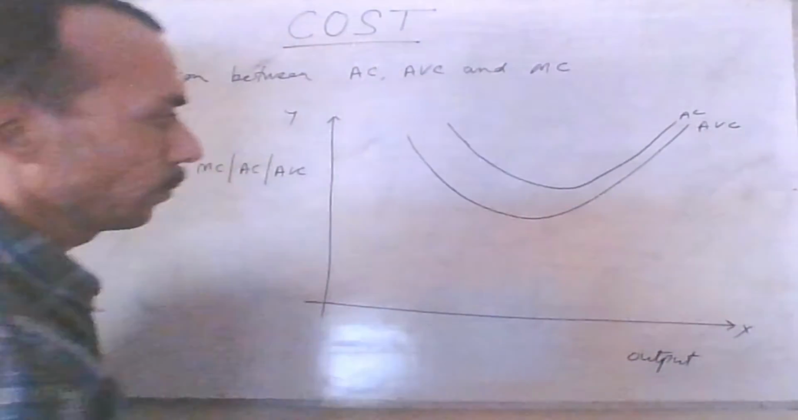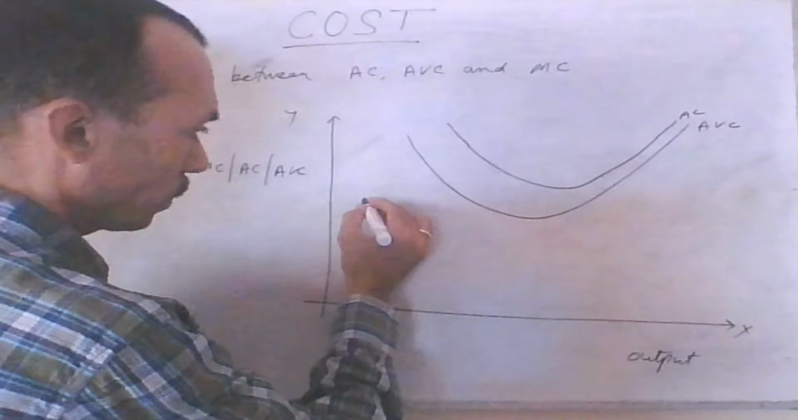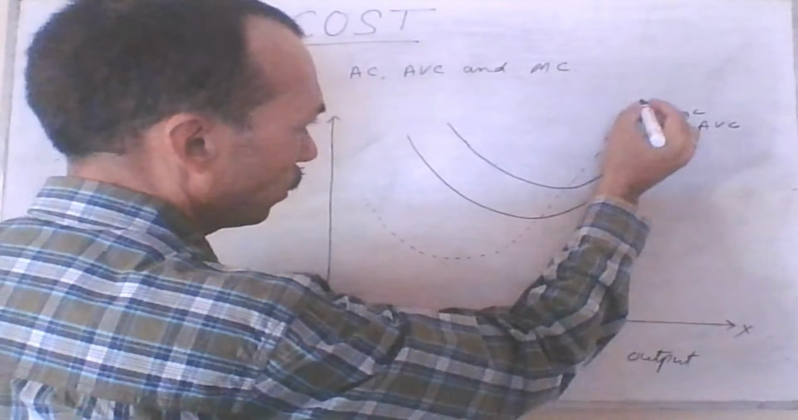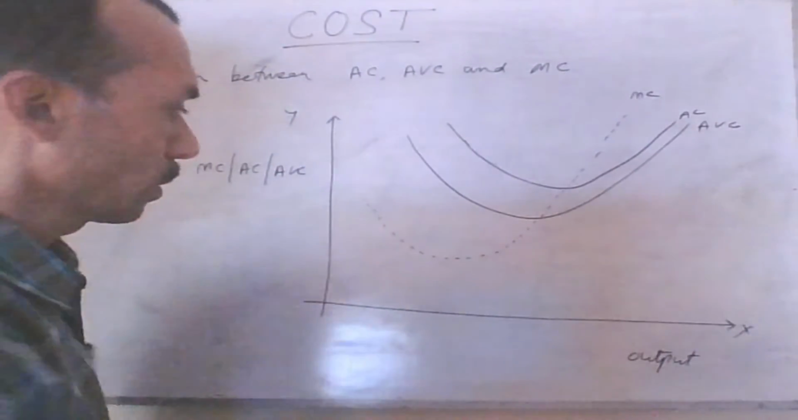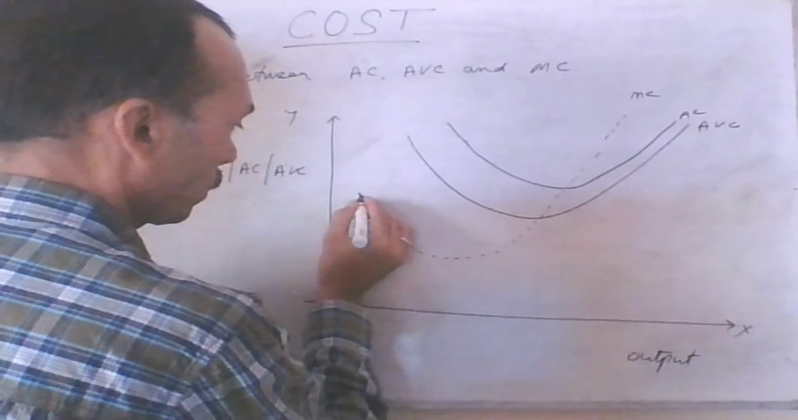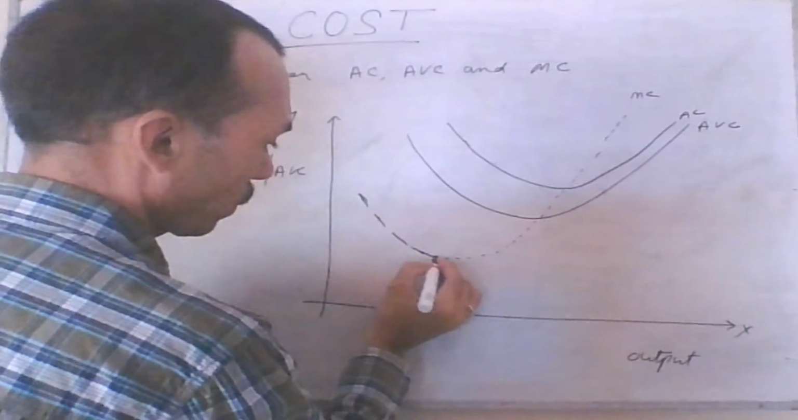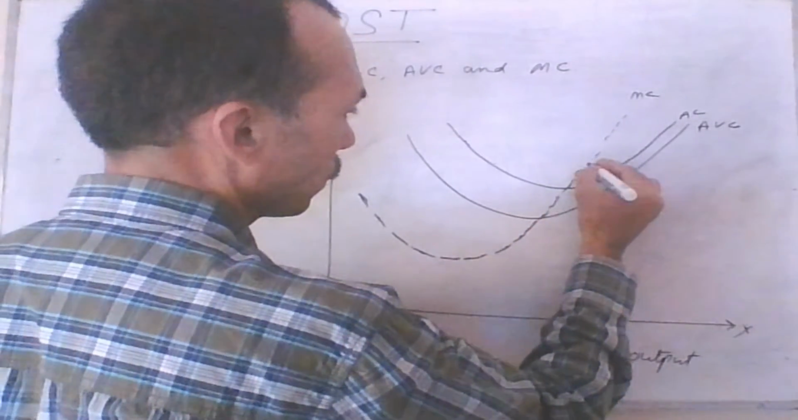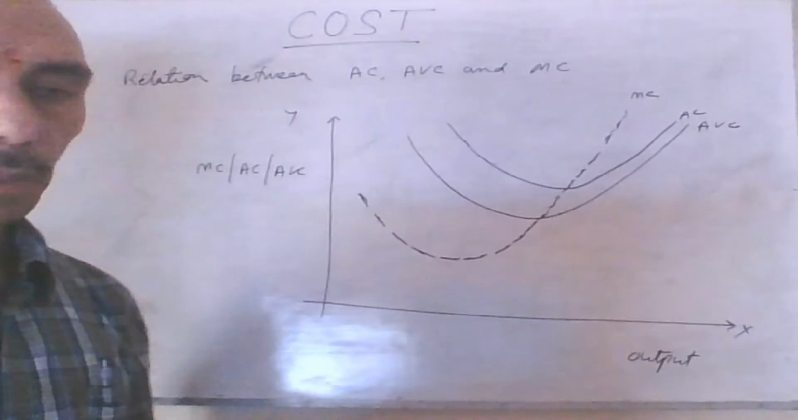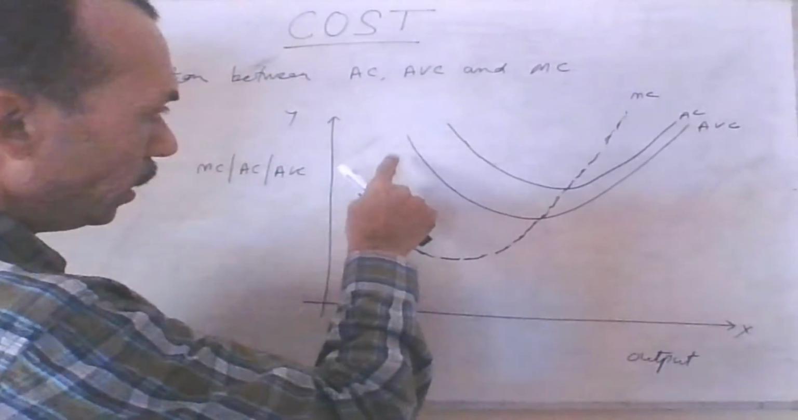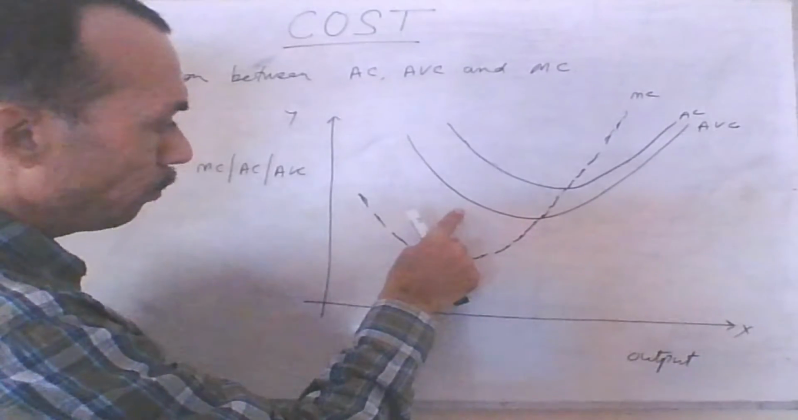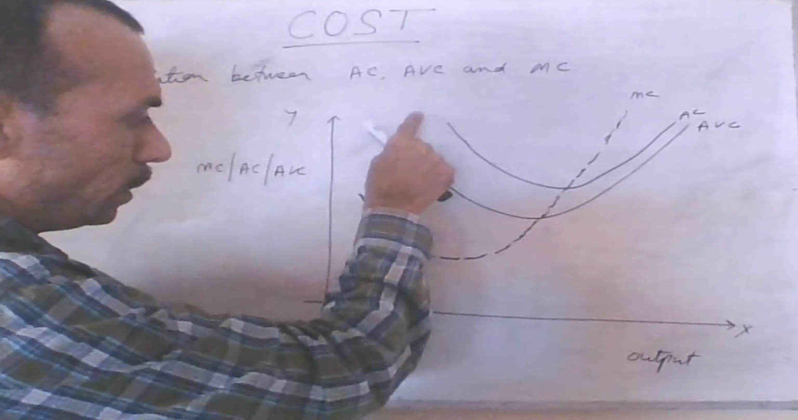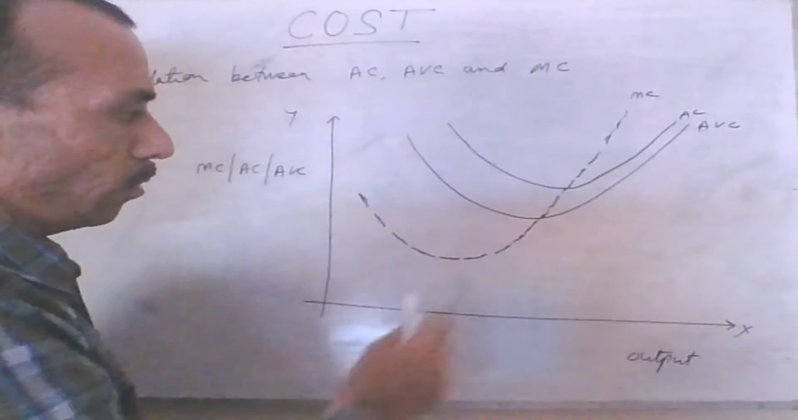This is AC, and this is MC, marginal cost. Now, initially when the average variable cost falls, marginal cost also falls, and average cost also falls. It means all three costs initially fall.